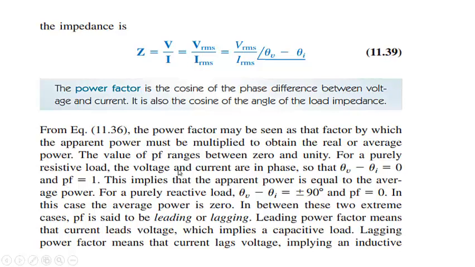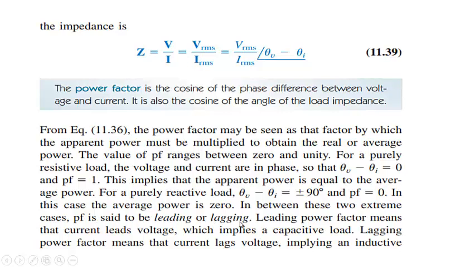For a purely resistive load, the voltage and current are in phase, so that theta v minus theta I is equal to 0, power factor is equal to 1. This implies that the apparent power is equal to the average power. It's very important. In that case, all the apparent power is consumed as actual power. So that is why I have told you that this power factor tells you how much apparent power is used as real power. So for a purely reactive load, theta v minus theta I is equal to plus minus 90, power factor is 0. So in this case, average power is 0.